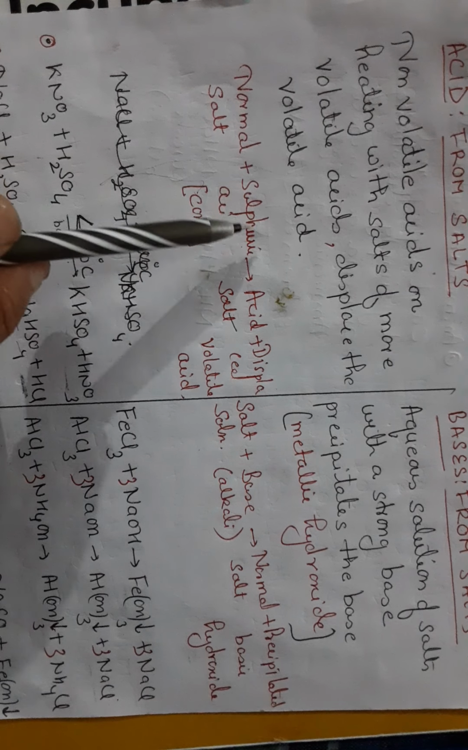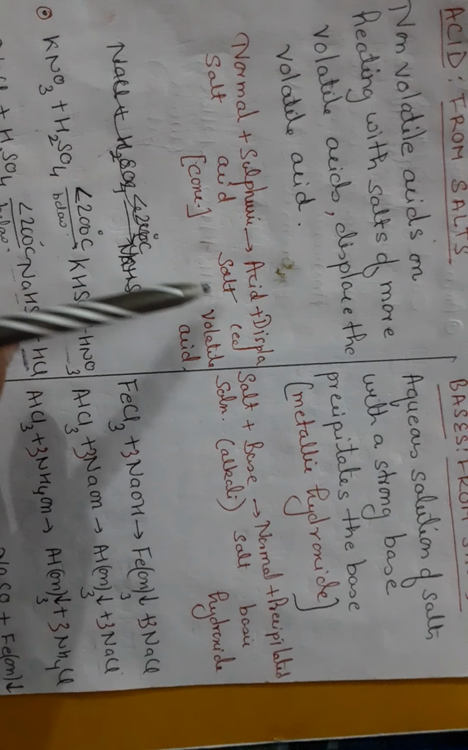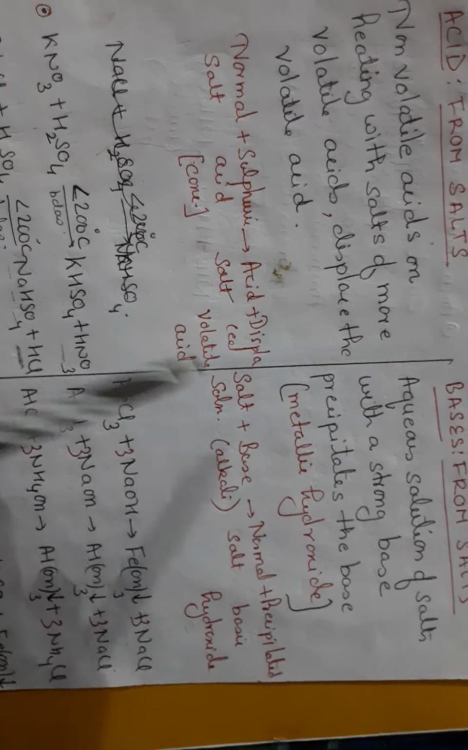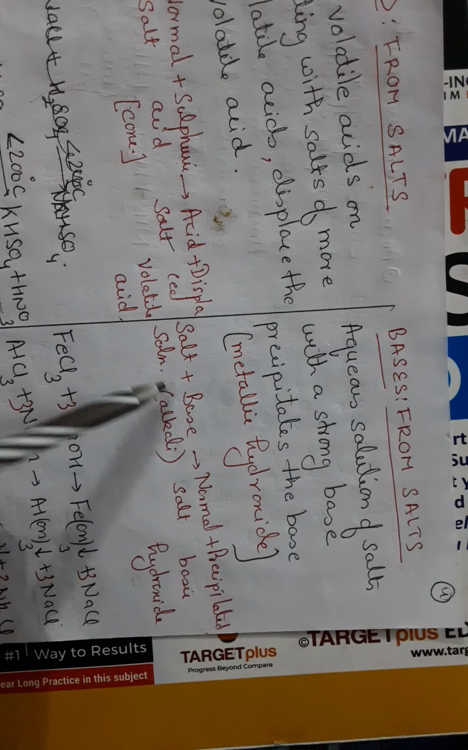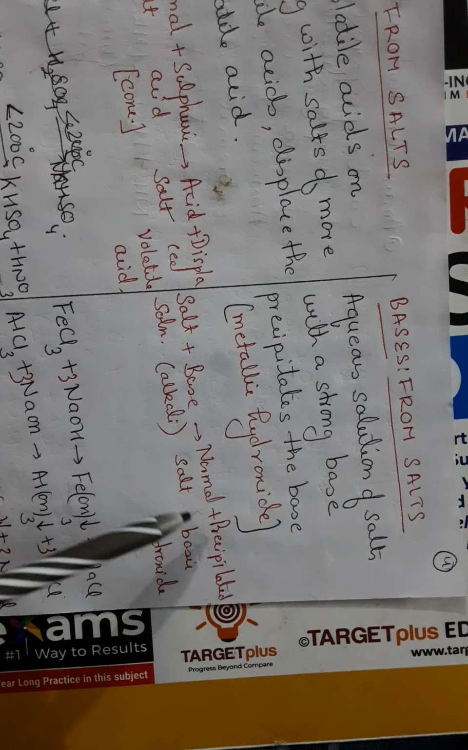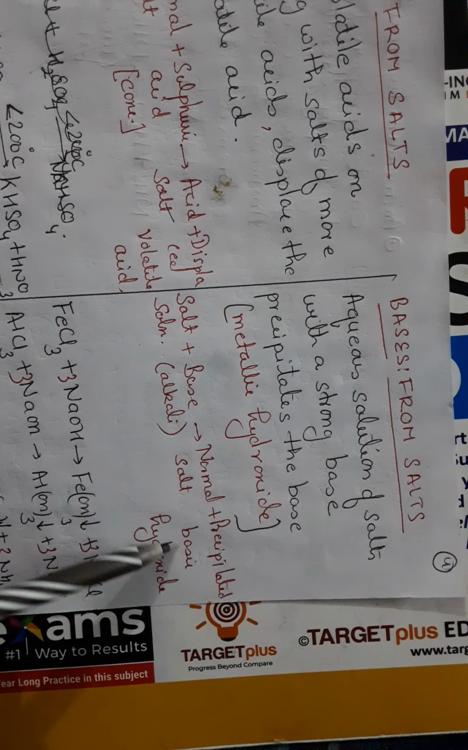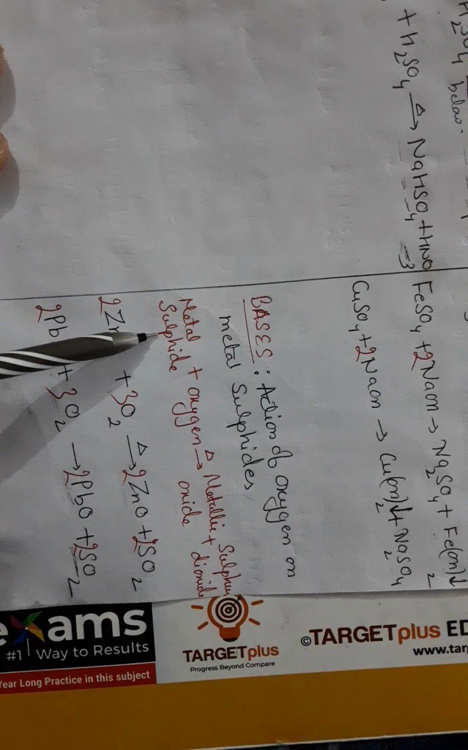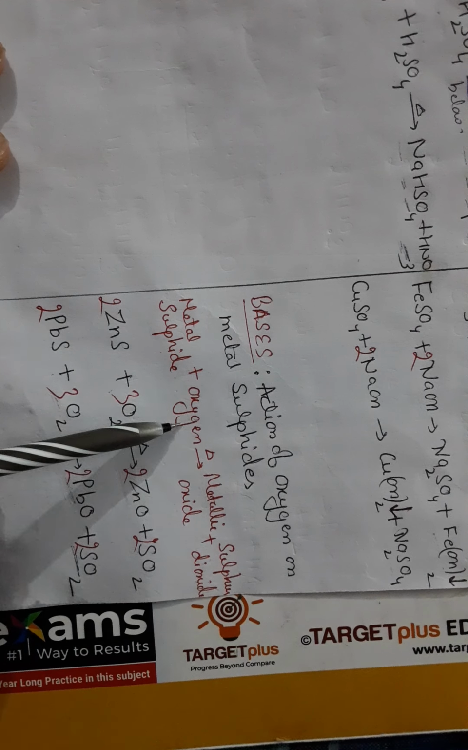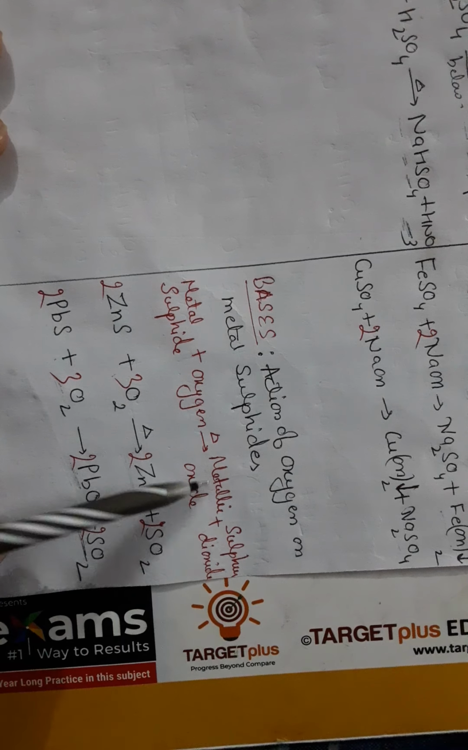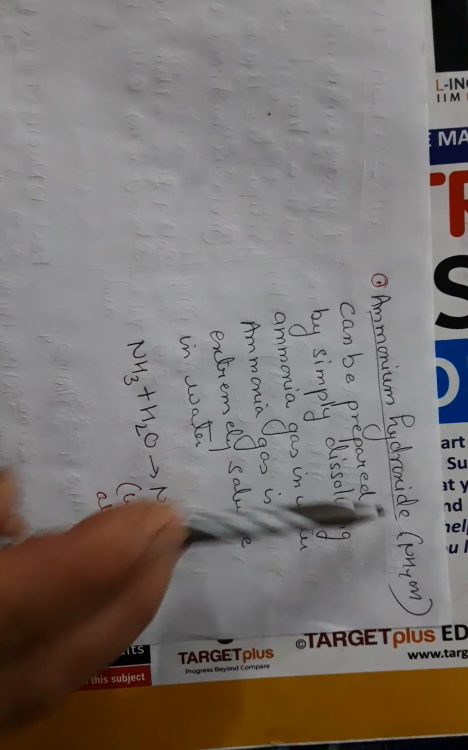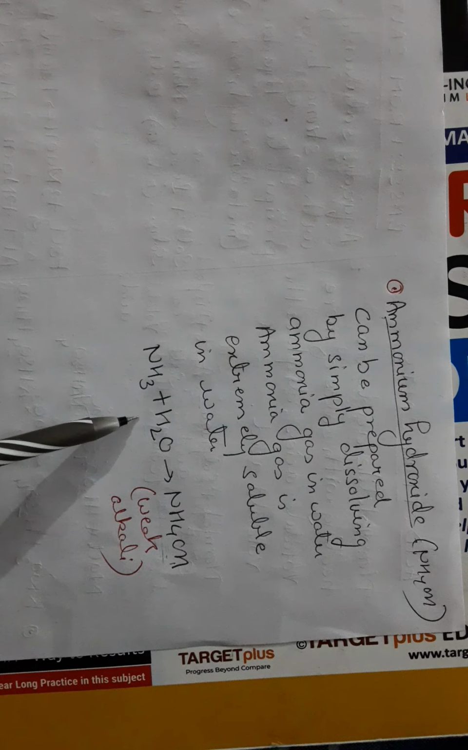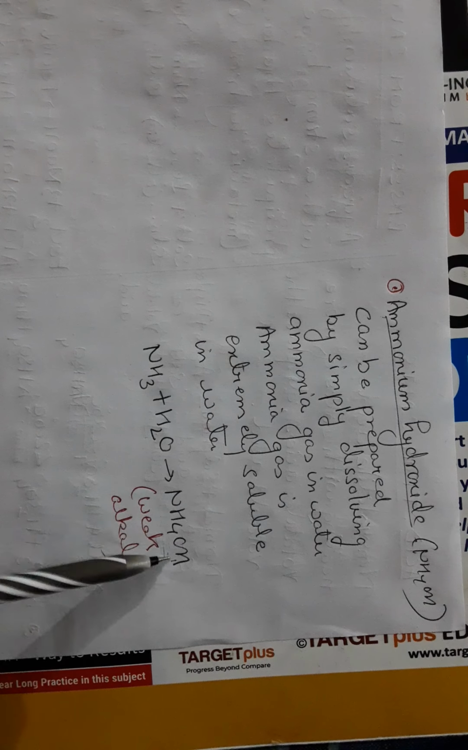Normal salt plus concentrated sulfuric acid gives acid salt plus displaced volatile acid. Salt solution plus base or alkali gives normal salt plus precipitated basic hydroxide. Metal sulfide plus oxygen, when heated, gives metallic oxide and sulfur dioxide. Ammonia dissolved in water gives ammonium hydroxide.